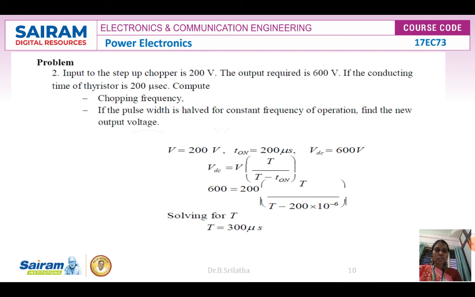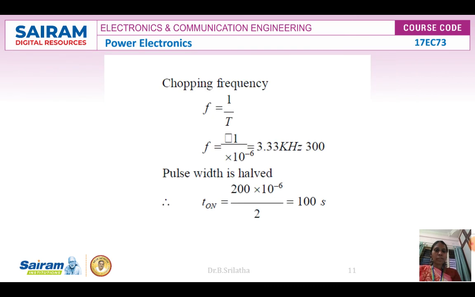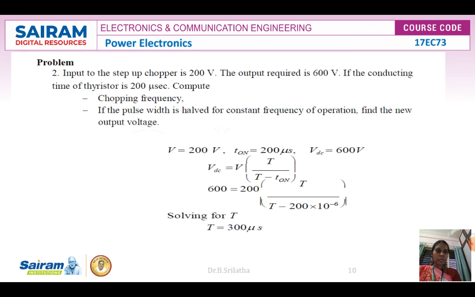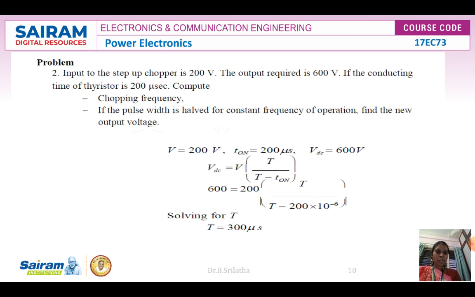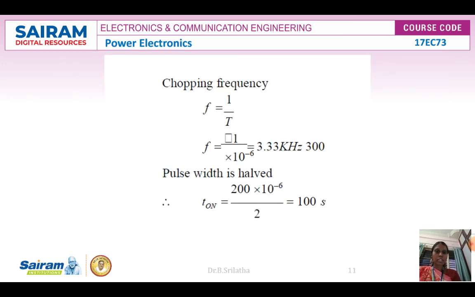So V is equal to 200 volts, T on is equal to 200 microseconds, VDC is equal to 600 volts. VDC is equal to V into T divided by V into delta, that is T divided by T minus T on. 600 is equal to 200 into T divided by T minus T on. Now if you solve this one, we'll get the T value as 300 microseconds. The chopper frequency F is equal to 1 by T, 1 divided by 300. The pulse width T on is 200 microseconds, and half of that is 100 microseconds.